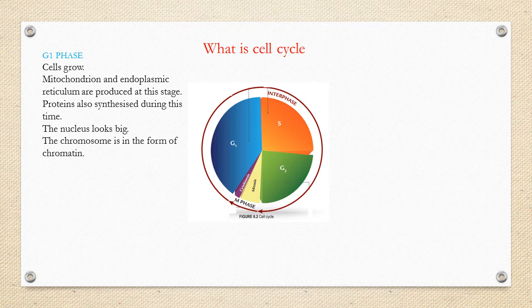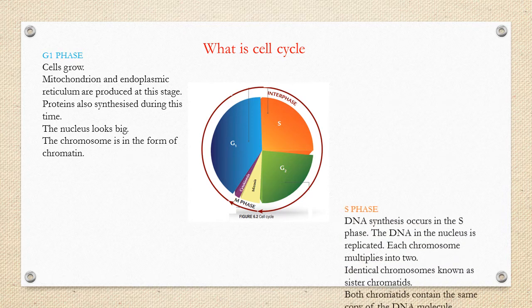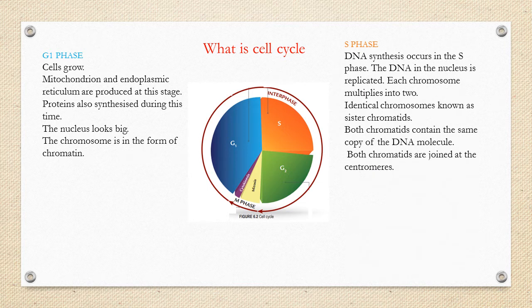After they are finished in the G1 phase, the cell will enter another interphase, the S phase. In S phase, we remember synthesis. S means synthesis. So DNA synthesis occurs in this phase. The DNA in the nucleus is replicated. Each chromosome multiplies into two identical chromosomes known as chromatids.